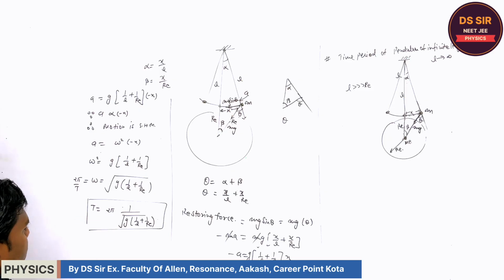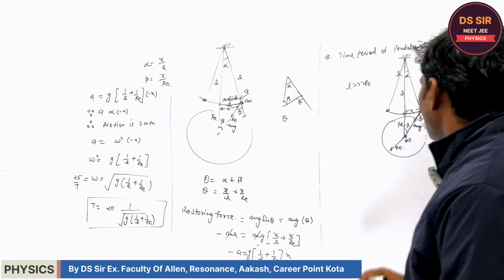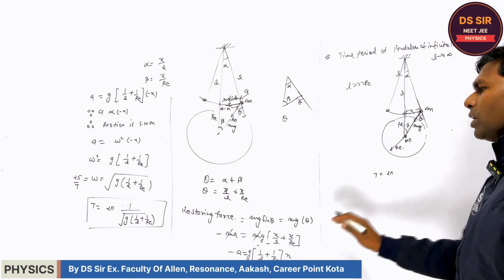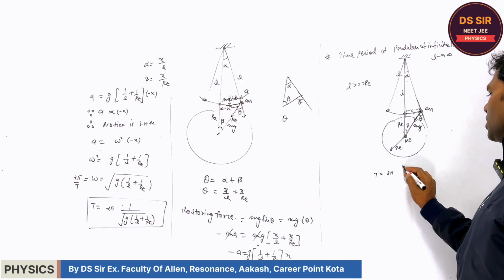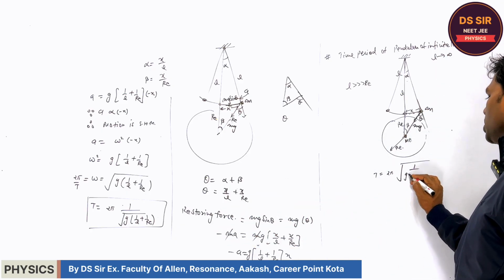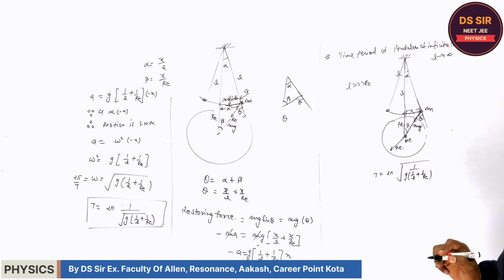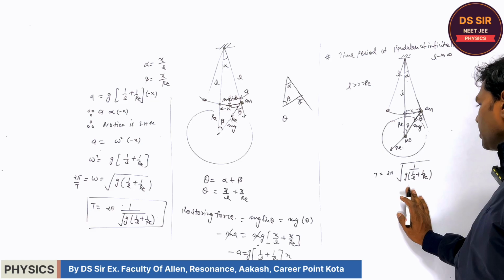First copy this. So the time period of oscillation you may write like this: T equals 2 pi root, and after that root over 1 upon g (1 by L plus 1 upon RE). Are you getting or not? That is the thing. Listen to one thing.